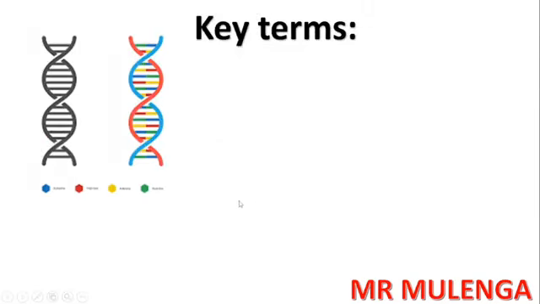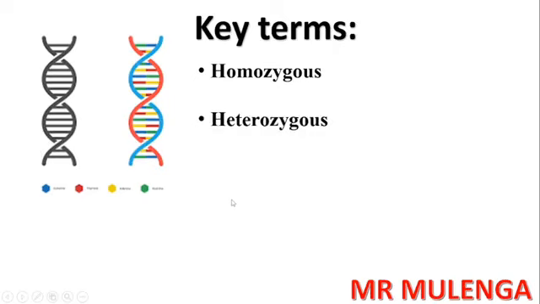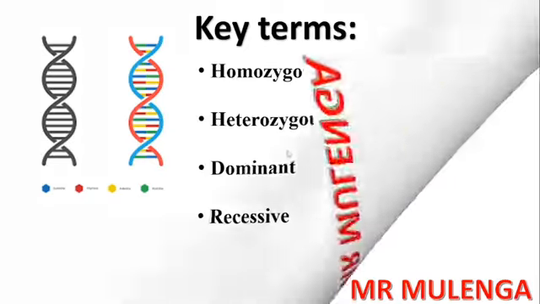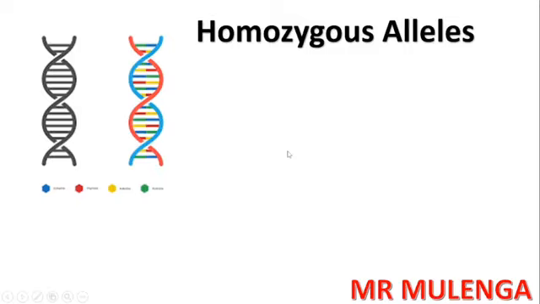We are going to look at the key terms. In this case, we are focusing on homozygous alleles, heterozygous alleles, dominant alleles, and recessive alleles. When we look at alleles, you must be familiar with these terms. We are going to begin with the homozygous allele.